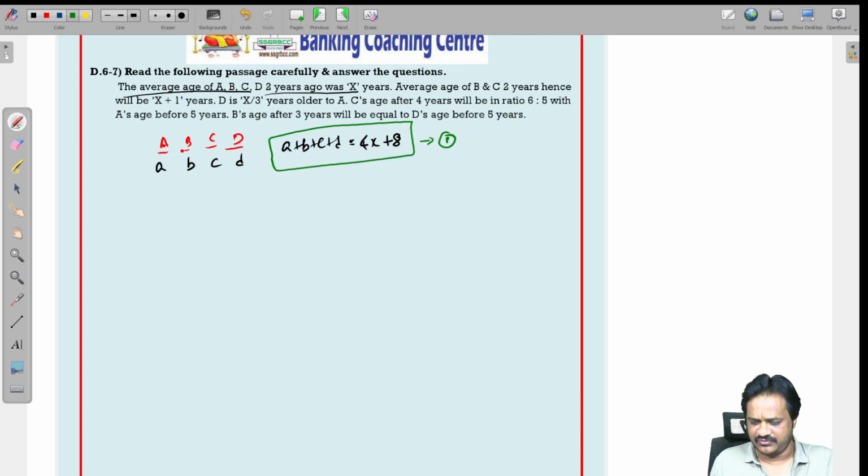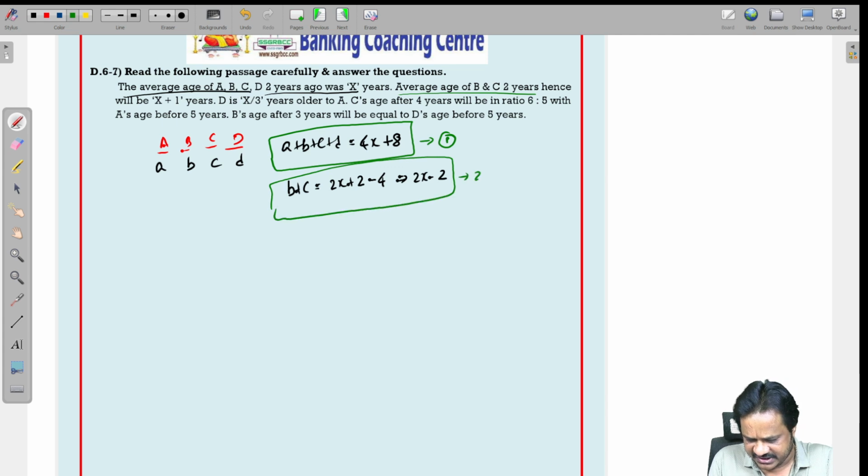Okay. Now, next, the average age of B and C. Here we are given the average age of B and C 2 years hence will be x plus 1. So, it will be total 2x plus 2. That is after 2 years. We want present. So, for B 2 years we should minus, for C also 2 years we should minus. Therefore, we are going to get 2x minus 2. This is the present age of B and C.